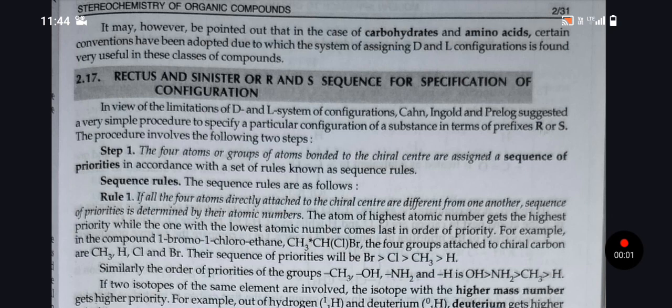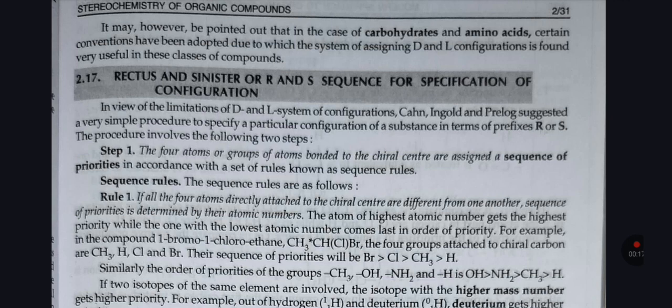It may, however, be pointed out that in the case of carbohydrates and amino acids, certain conventions have been adopted, due to which the system of assigning D and L configuration is found very useful in this class of compounds.